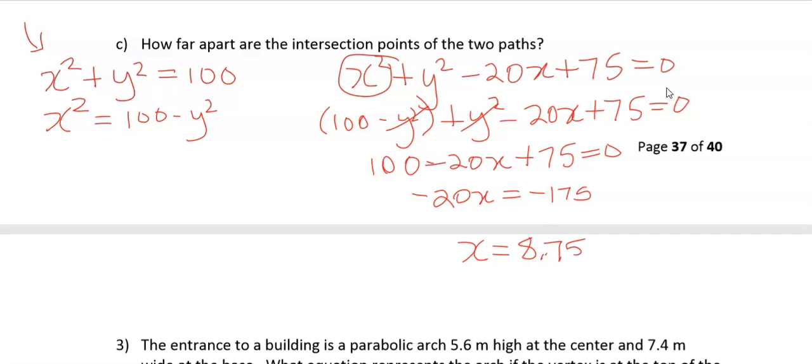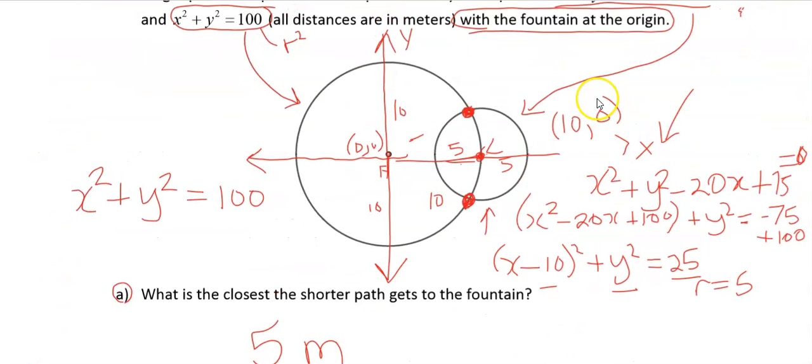8.75. Now, 8.75. Come back up to your graph, up to this equation. Now, remember, that 8.75 is your x value. That's the point right there, approximately. And just above that and just below that, that's where the graph actually intersects. The two graphs, the two circles intersect. You need the y values.